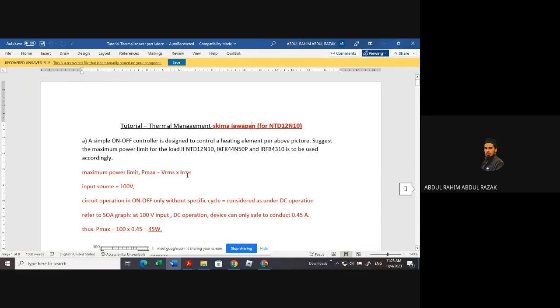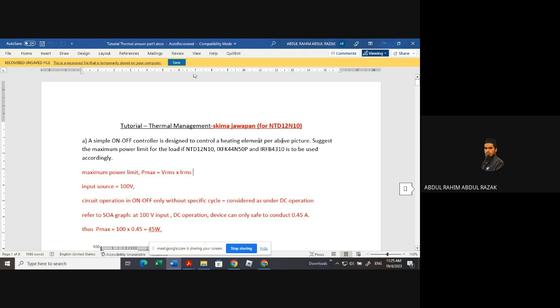P equal to V square VI, V square over R, I square up. And we can use any of the power term. Sometimes it's your load power, sometimes it's losses power. So at this time you are looking at your dissipated losses power. So the maximum capability of your P is depend on your RMS voltage times your voltage and your current RMS lah. So input source now is 100 volt.